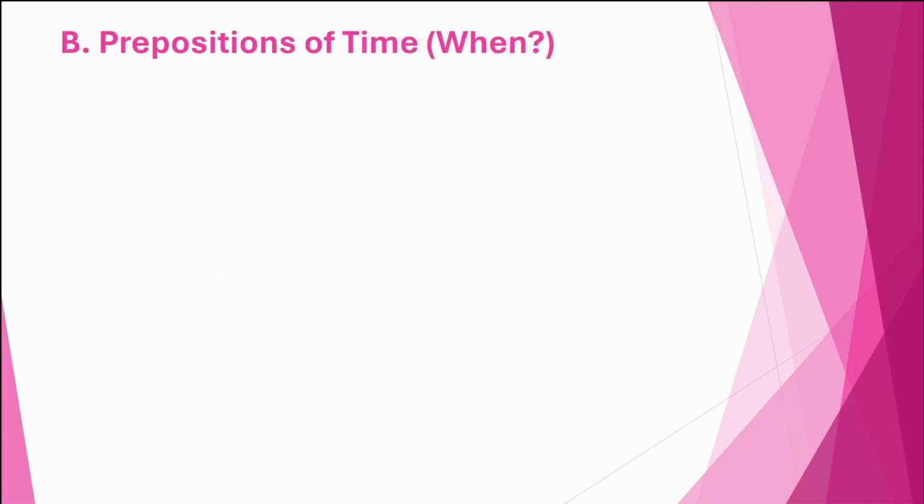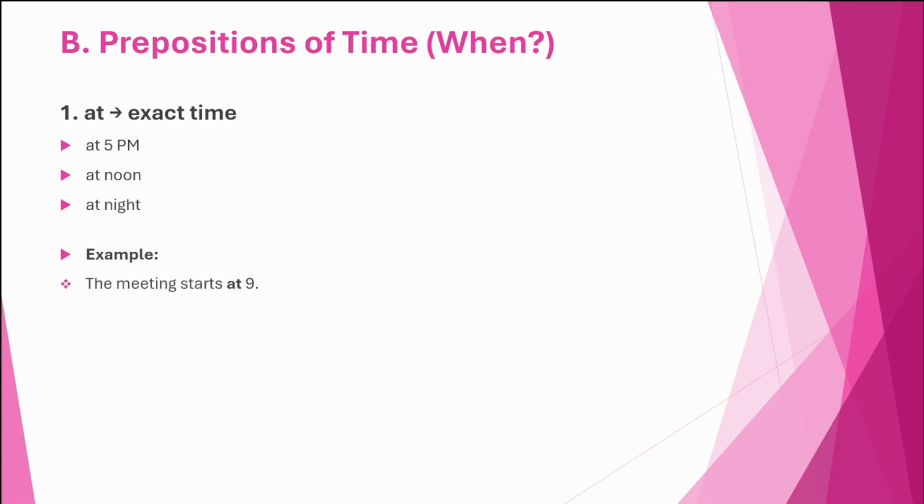Another preposition that we are going to discuss is the prepositions of time. So here as well, the preposition at is also used for showing the relationship of time. For example, at 5 p.m. or at noon or at night. For example, the meeting starts at 9, or the train arrives at 6:30, or we eat lunch at noon. In all of these examples, at is showing the relationship with a specific time.